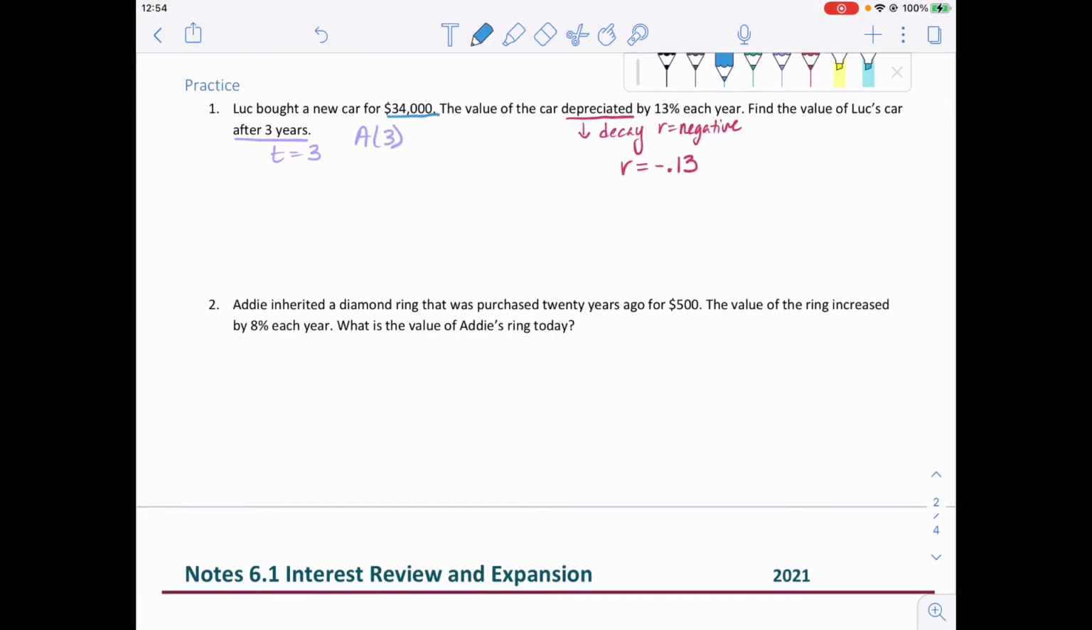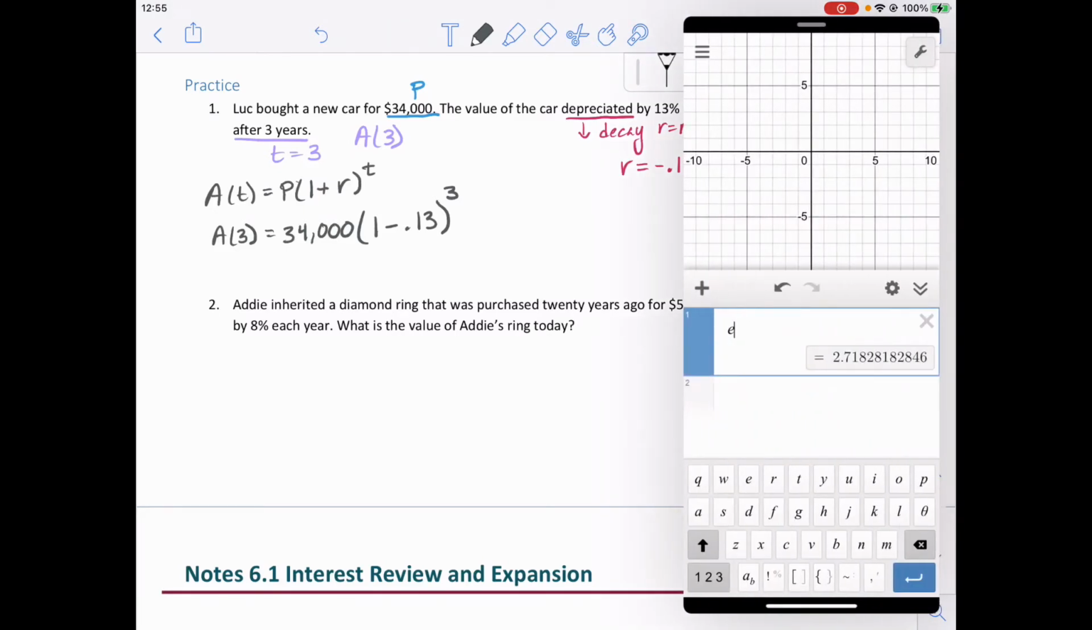This 34,000 is our principal, P. So if we set up our equation, remember this is our equation, A of t equals P times 1 plus r... we need to think, is this compounding? No, it doesn't say anything about compounding or number of times per year. So we're going to stick with this, (1 plus r) to the t. And so if we put everything in, we've got A of 3 is what we're looking for, equals our principal, 34,000, times 1 plus r, where r is negative 0.13, to the t, which is 3.